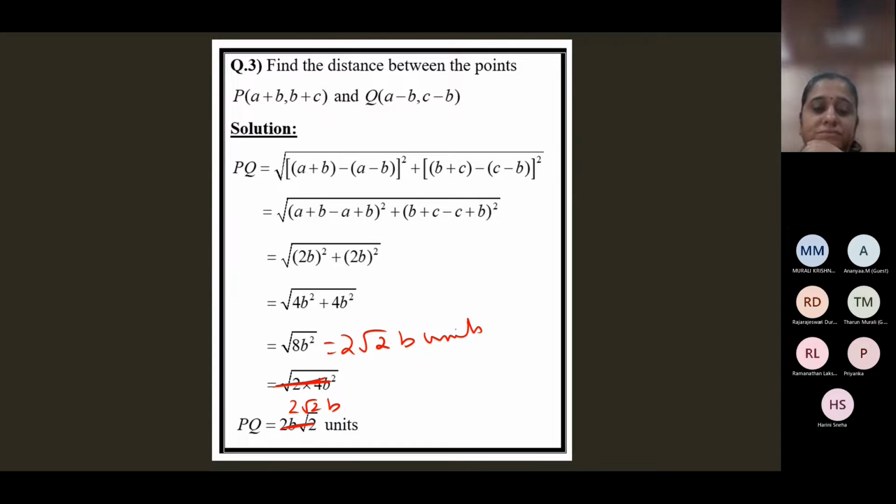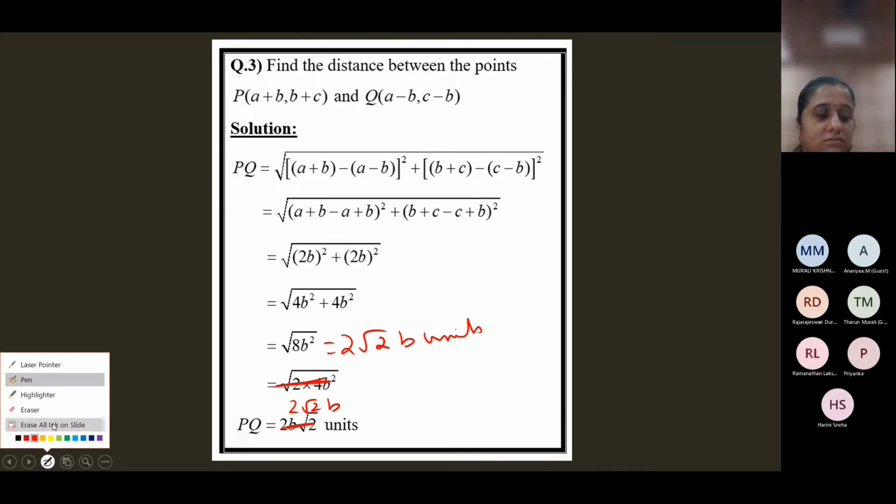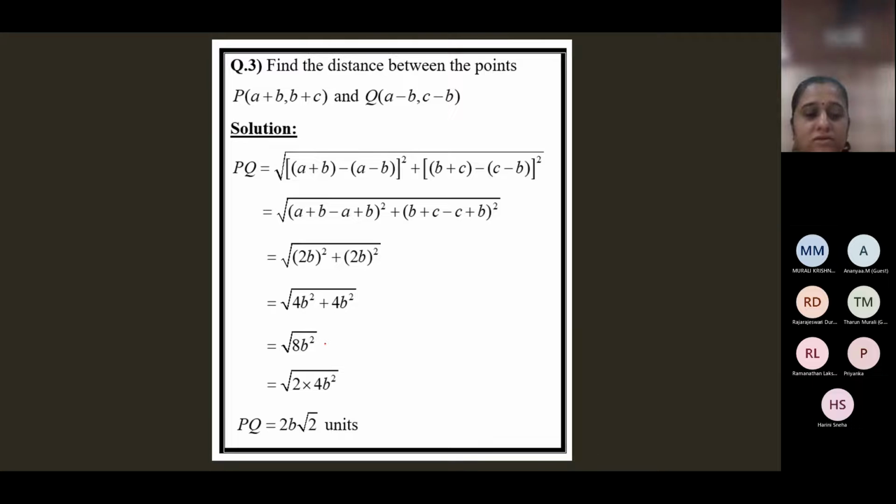Is it fine? Yes or no, children? Yeah. So I said after this, you can directly write 2 root 2b units because root 8 is 2 root 2. You need not show this. All right, children.